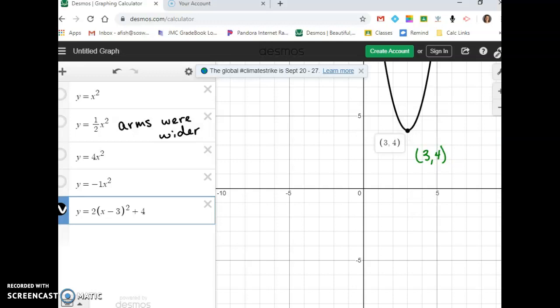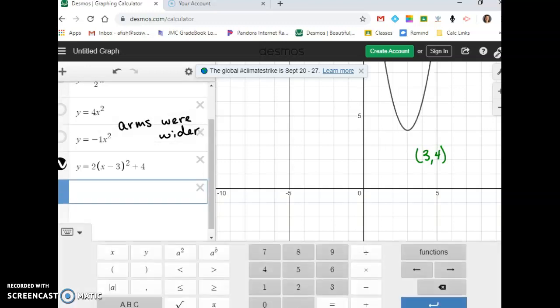If you click on it, you can see that it does match up. That 2 actually makes the branches go more narrow again, and that tells us our direction of the opening. We can see that our parabola is facing upward, and if I were to put in the axis of symmetry line, which is x equals 3, you can see that looking at my parabola, that axis of symmetry cuts my parabola exactly in half. And that's, again, just based off the x-coordinate of the vertex.